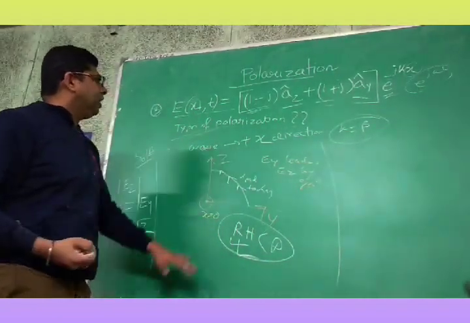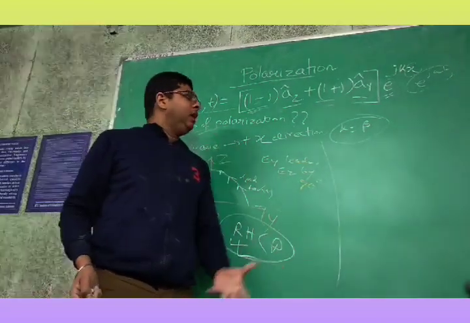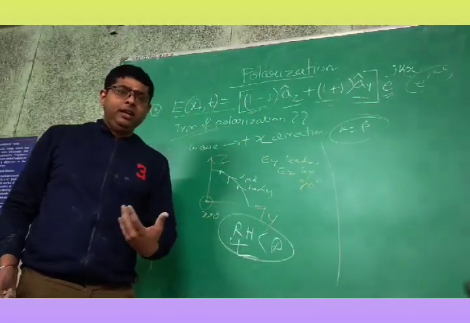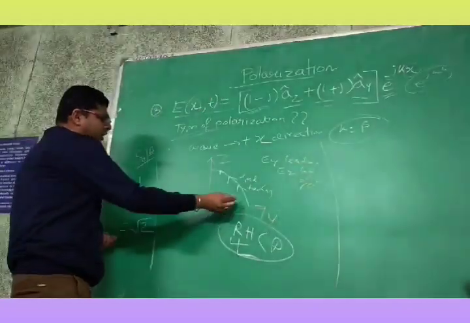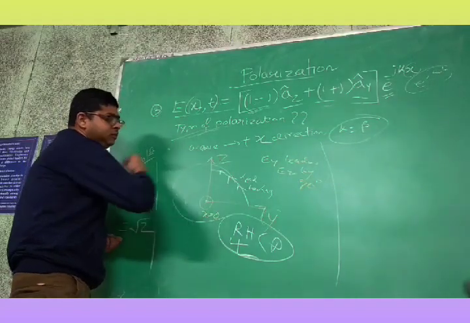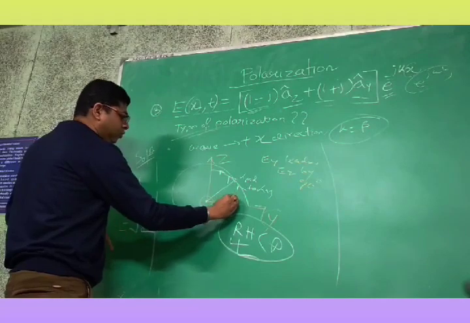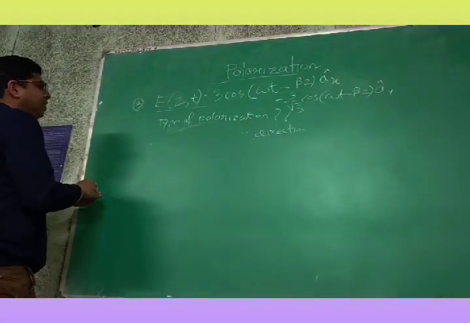In this way you can solve. Or use another method you have already discussed: take the two components, put in values of omega t, and solve. You get the total plot, and of course it will be circular with a radius of root 2. Okay, here we have another problem.